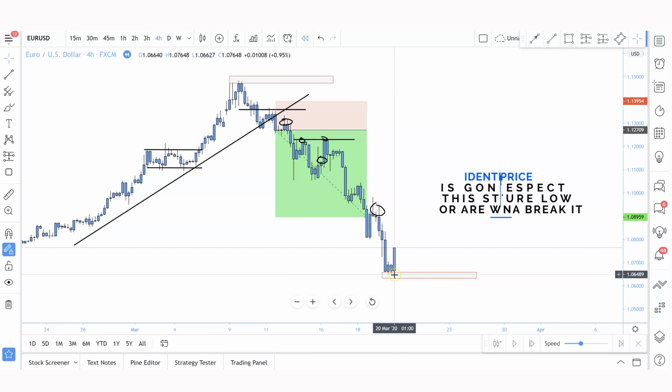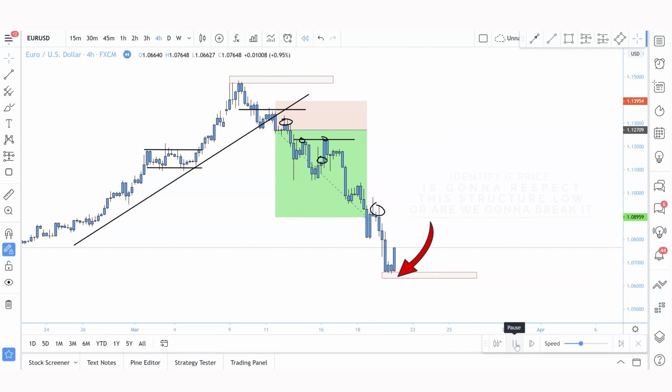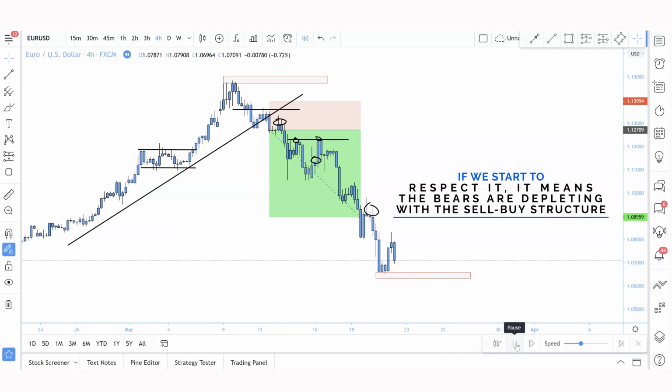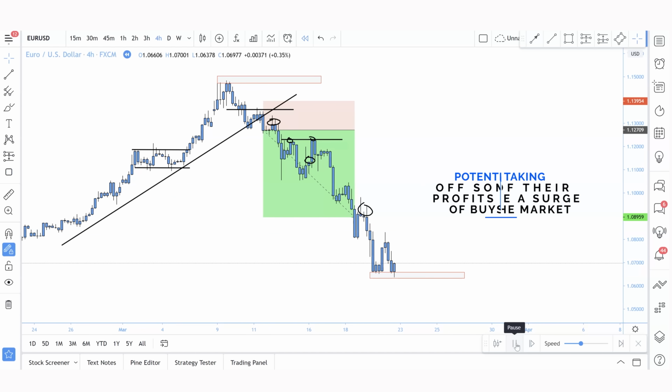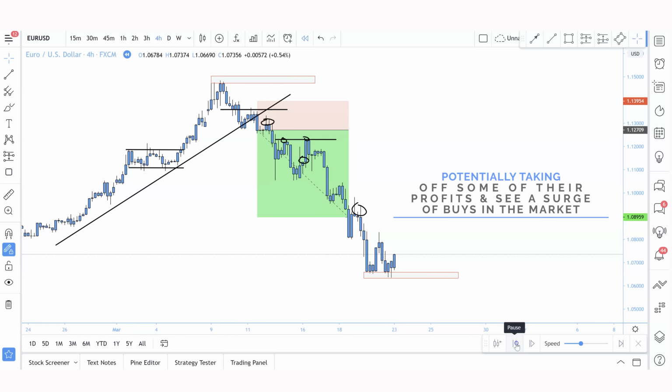We need to identify if price is going to respect this low or are we going to break it. If we start to respect it, then that means that the bears are depleting with this sell-buy structure, potentially taking off some of their profits, and now we can see a surge of buyers stepping into the market.